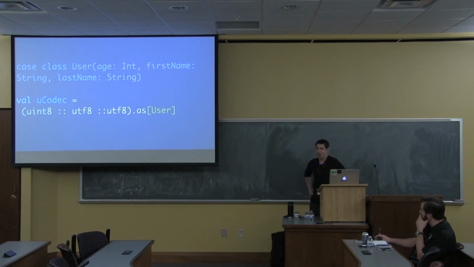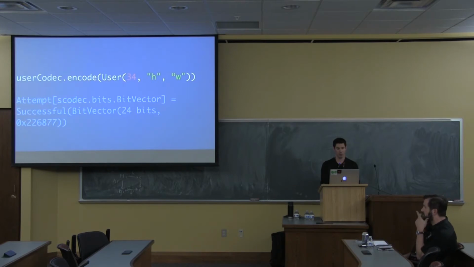So scodec gives us this :: operator that's really just taking these codecs and making a tuple. Think of it as a tuple. It's really an H-list. But if you don't know what an H-list is, it's a tuple of different types of codecs that we can then turn into a codec for a tuple or for a case class that matches the types of that tuple. So this is going to give us a codec for user.